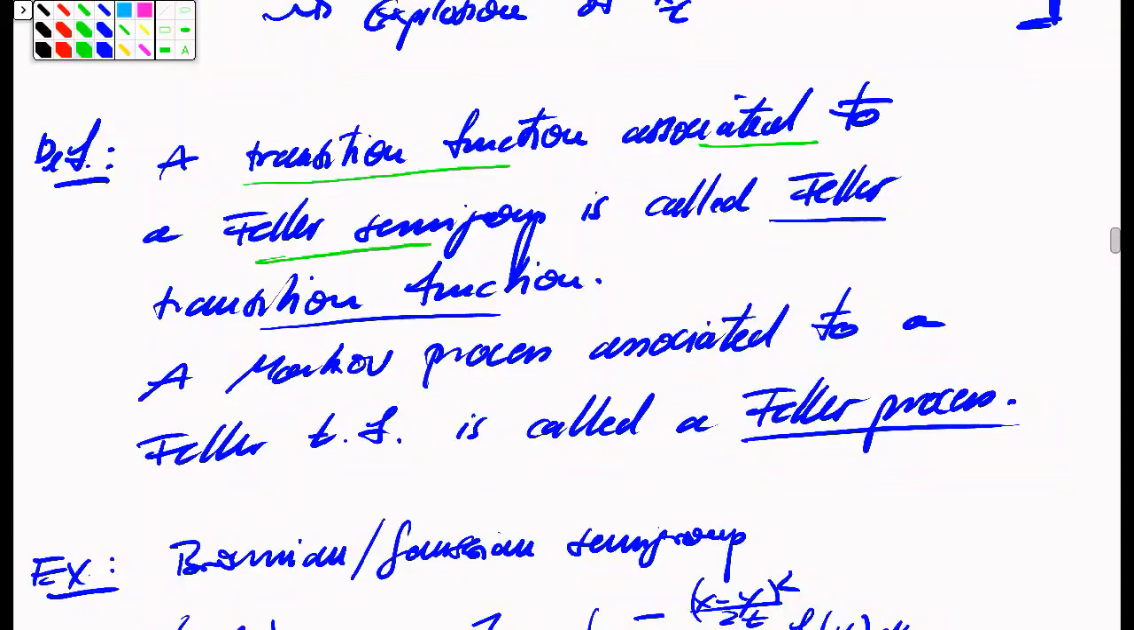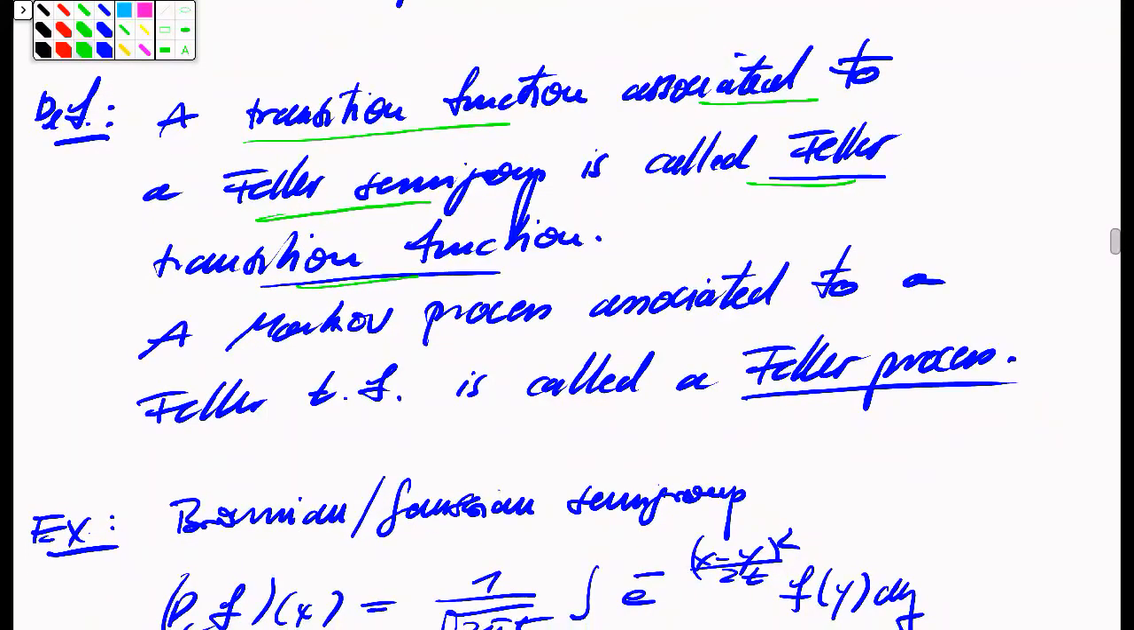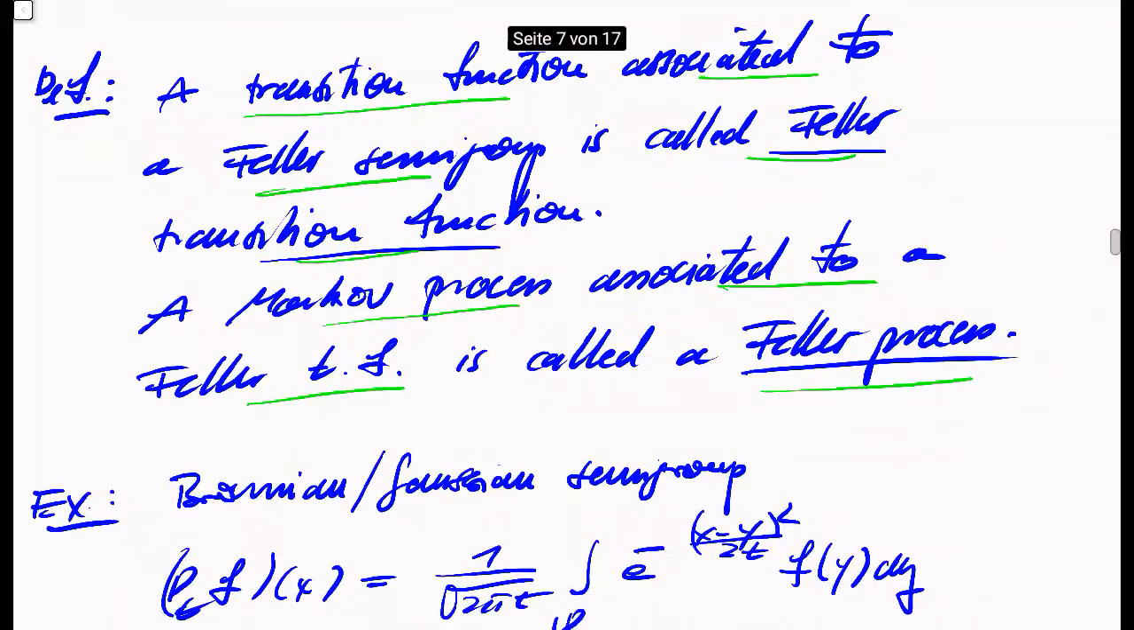So if we start with a transition function, and we find out that if we write down the corresponding family of operators, and it is the case that this family of operators satisfies the conditions for a Feller semigroup, then this whole transition function is called a Feller transition function. And a Markov process which is associated to such a Feller transition function is then ultimately called a Feller process.